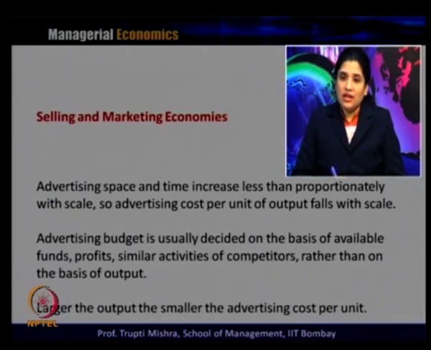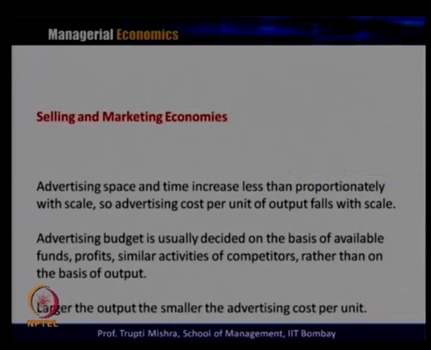So, advertising space and time increase less than proportionally with scale. So, that leads to the average advertising cost per unit generally falling with the scale, and the larger the output, the smaller the advertising cost per unit. Because for one product maybe the advertising cost is on a higher side, but when there are more products coming from one company, they just run one campaign, and that takes care of whatever product is getting produced by the company.